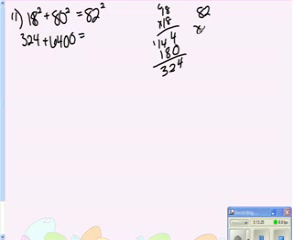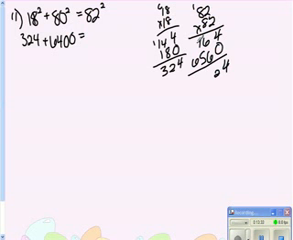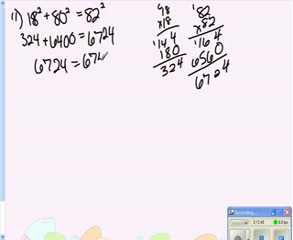82 squared, 82 times 82. It's 6,724. So when I add these two together, 324 plus 6,400 is 6,724. Are those the same? Sorry. Yes, they are, so it is a right triangle.